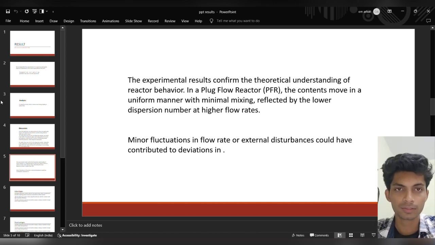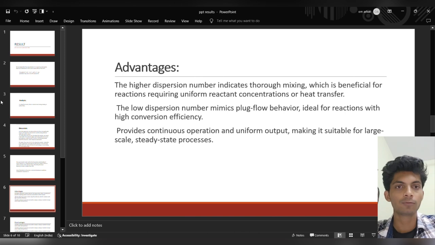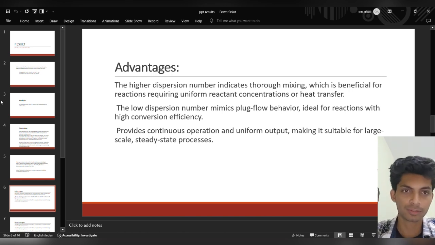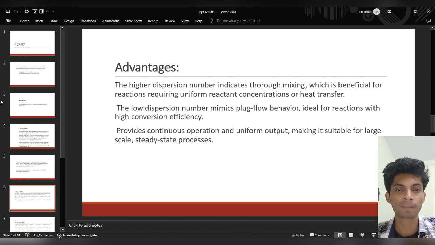Now again in discussion, let us discuss some advantages as well as disadvantages. Beginning with some advantages. Firstly, for the low flow rate of 10 lph, enhanced mixing. The higher dispersion number indicates thorough mixing, which is beneficial for reactions requiring uniform reactant concentrations or heat transfer. So suitable for slow reactions in processes where reaction kinetics are slow. Increased mixing ensures better utilization of reactants.